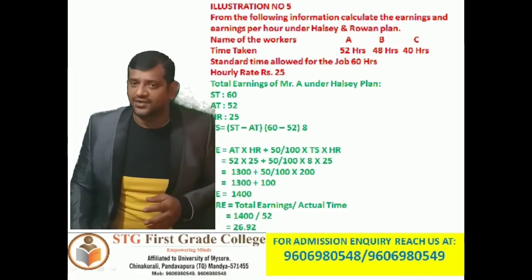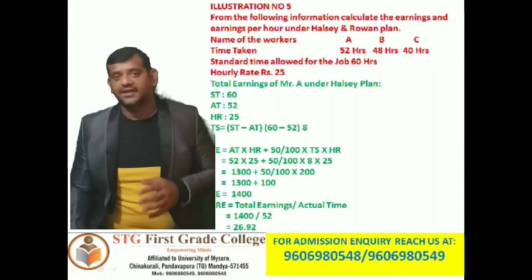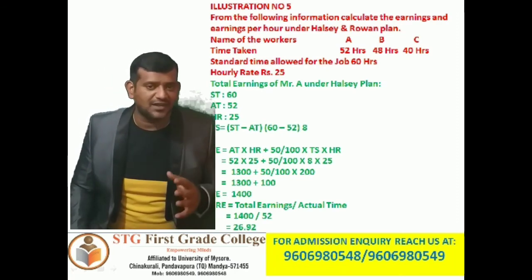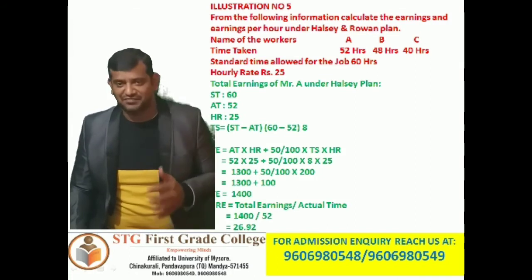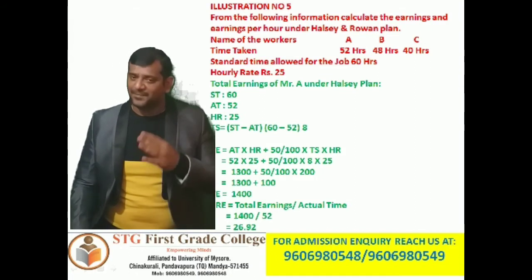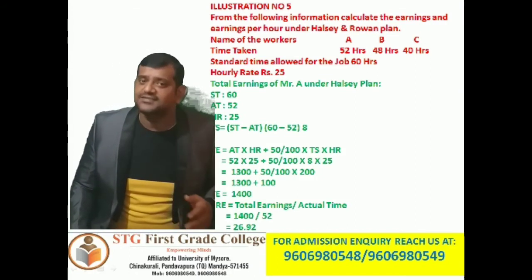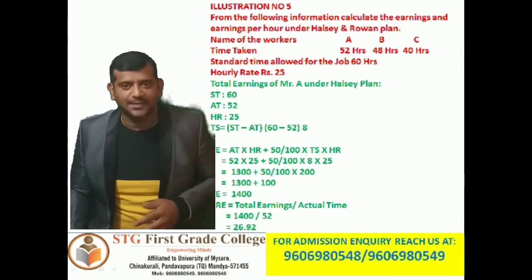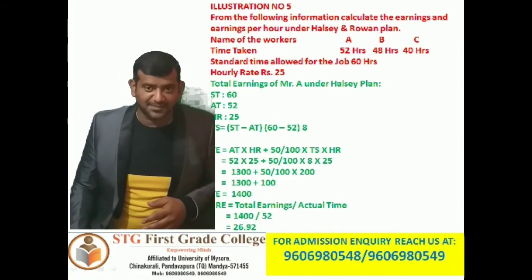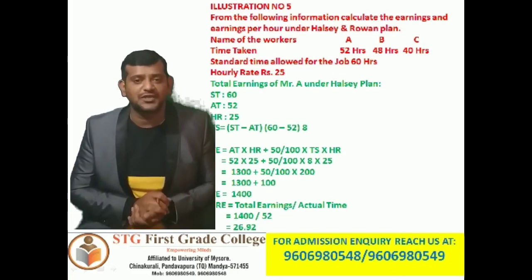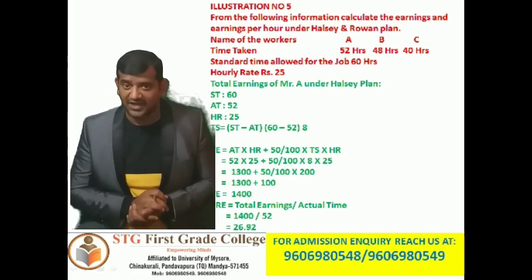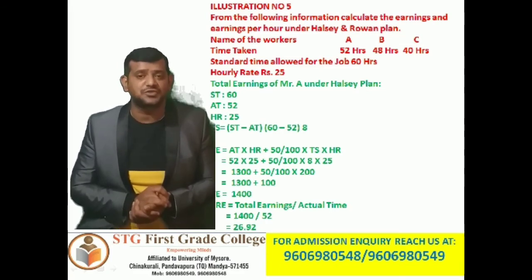Total earning of Mr. A under Halsey plan. Standard time 60, actual time 52, hourly rate 25. Time saved, standard time minus actual time, 60 minus 52 is 8. Formula: total earnings equals actual time into hourly rate plus 50 divided by 100 into time saved into hourly rate. That is 52 into 25 plus 50 divided by 100 into 8 into 25.